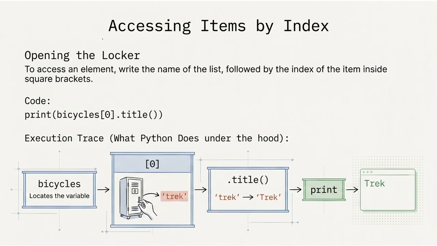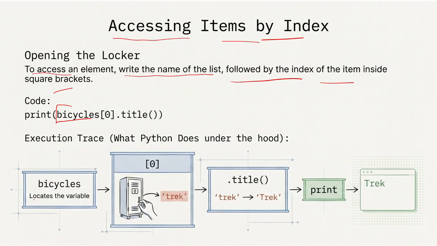After this, we come to accessing items of the list by index, opening the locker. Let's understand it through an analogy. What they are mentioning is, to access an item, write the name of the list followed by the index of the item inside the square brackets. Over here they have mentioned print bicycles[0].title(). Now they have mentioned the trace also, like how it works.